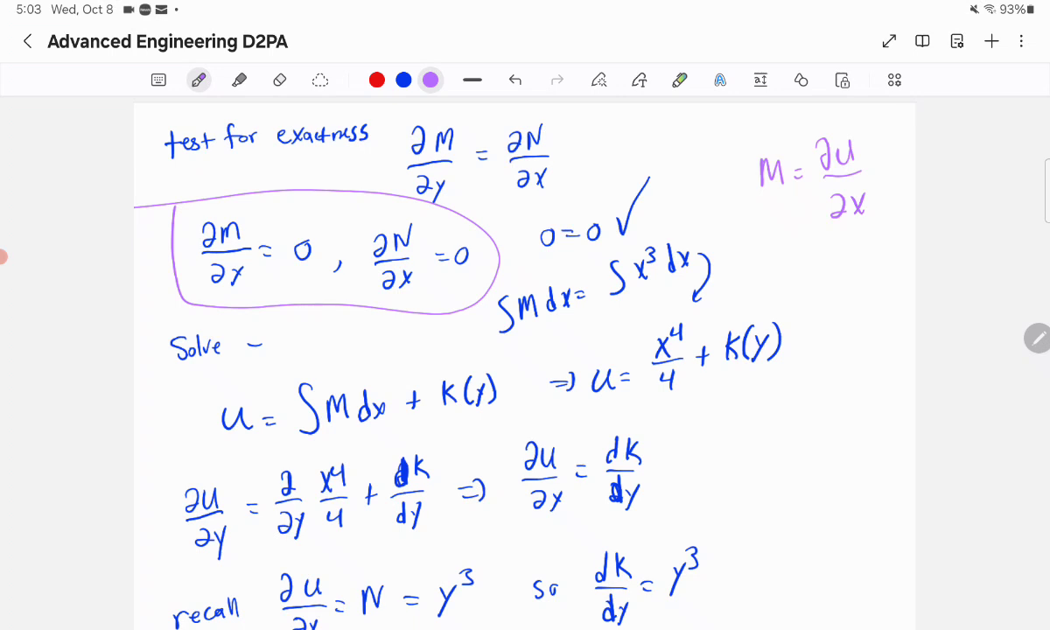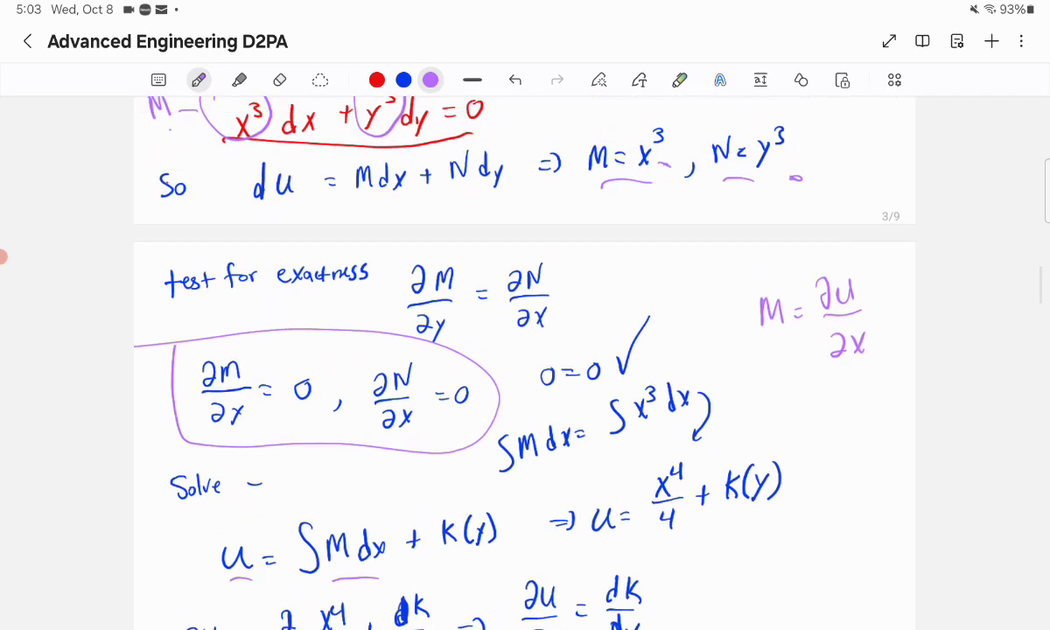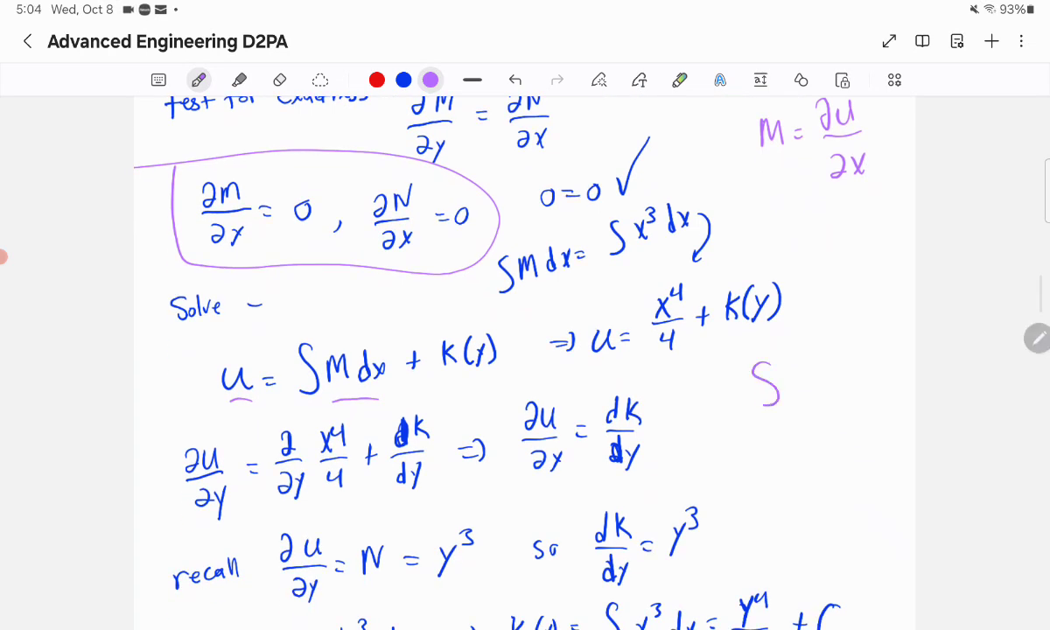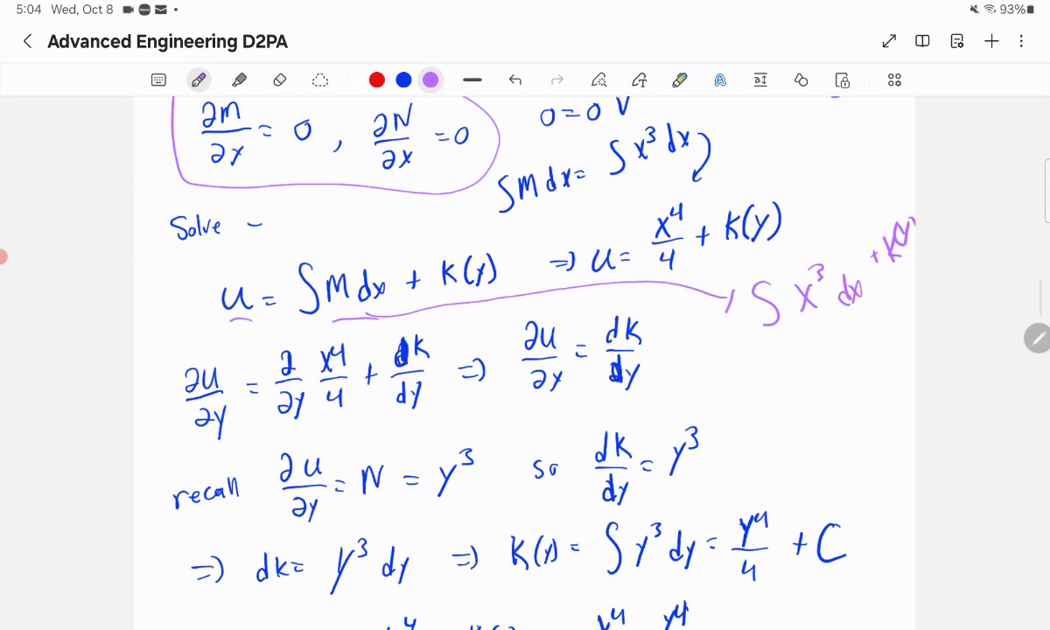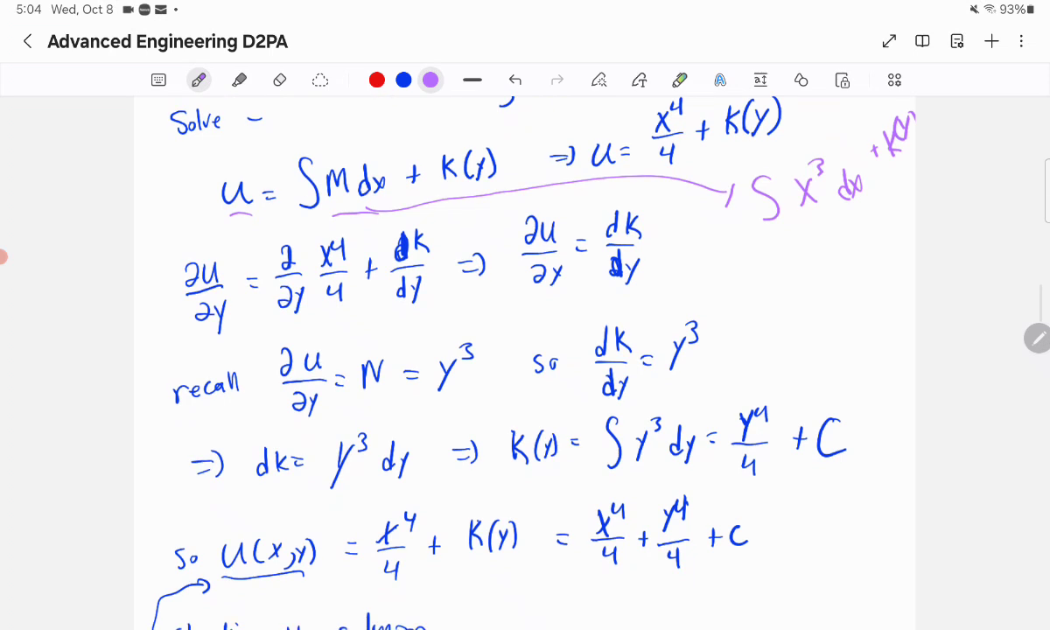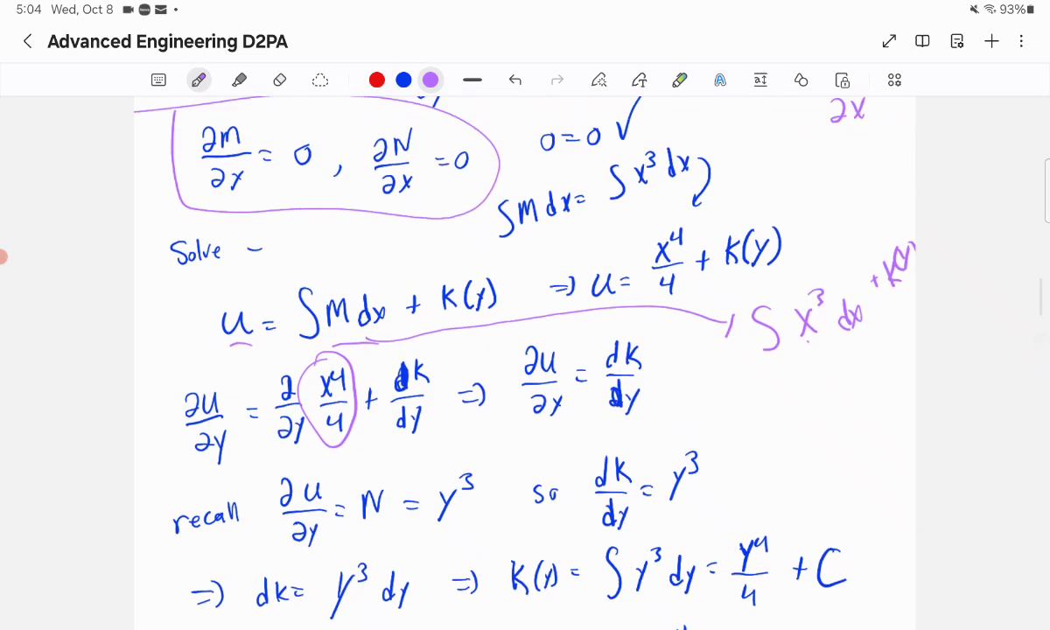So now we're going to integrate both sides. We're going to get u is equal to the integral of m dx. Well, m, remember, up here is x cubed. So we're going to say the integral of x cubed dx for this part plus k of y. Okay, so let's figure out what that is. Well, if that's the case, the integral of x cubed dx is just x to the fourth over 4, right? And so we get x to the fourth over 4 plus k of y.